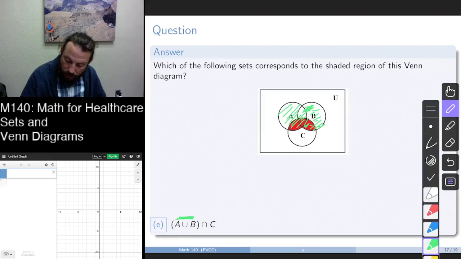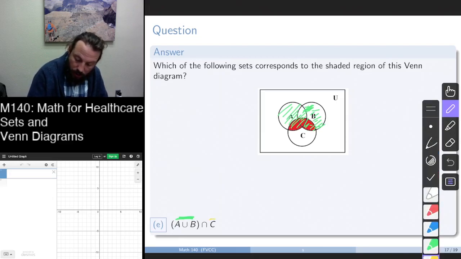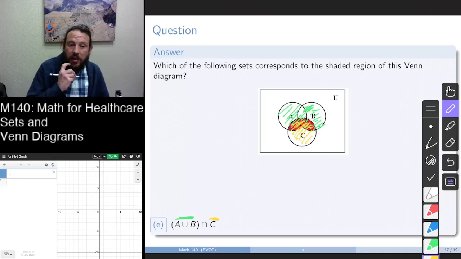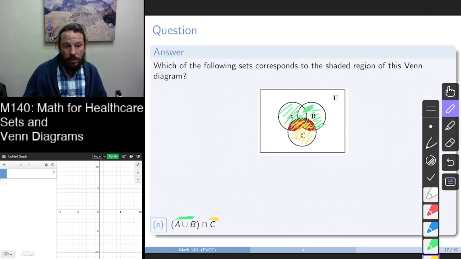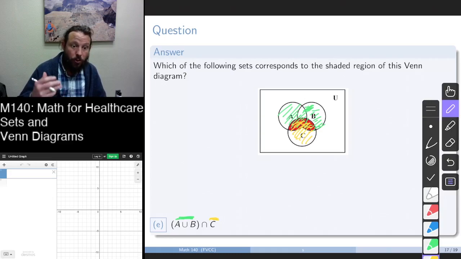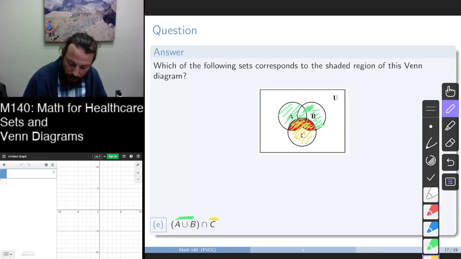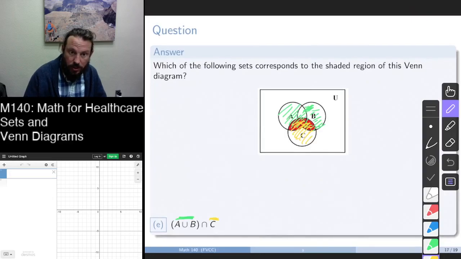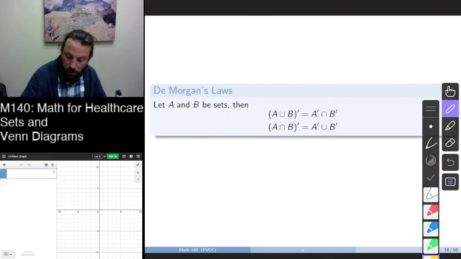And then in yellow, we'll do C. C is all in yellow. Since we're taking the intersection of the green and the yellow, or A union B and C, it's going to be where it's both green and yellow. In this case, we see that that is exactly that red region. See that? The red region is yellow. That's how we could figure out these types of problems.